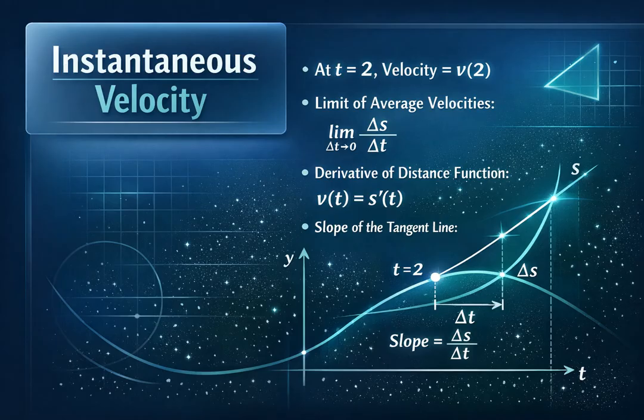The instantaneous velocity at t equals 2 is the limit of average velocities as the time interval approaches 0. This is the derivative of the distance function at t equals 2. Geometrically, it equals the slope of the tangent to the distance-time curve at that point. The derivative captures the instantaneous rate of change.